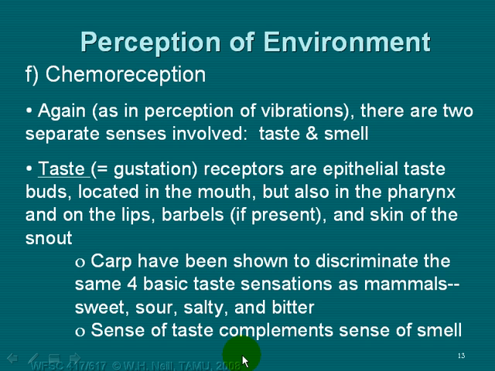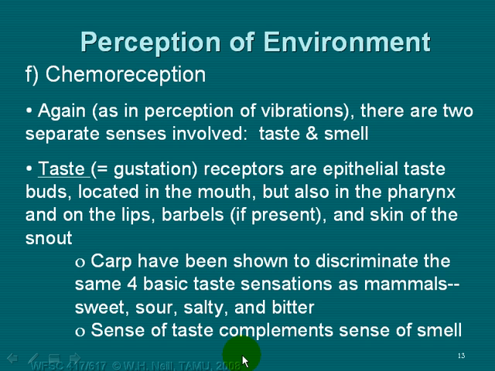Chemoreception. So in the case of vibrations in the water, there are two sets of sense organs that have some common features involved. There's the inner ear and there's the lateral line system. The chemo senses of fish also have two sets of organs involved, just like ours. There's taste and smell. And it looks like taste is sort of the crude sense, and smell is the refined sense, much more sensitive, much more distinguishing.